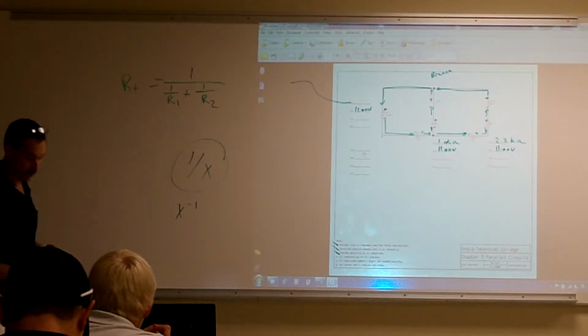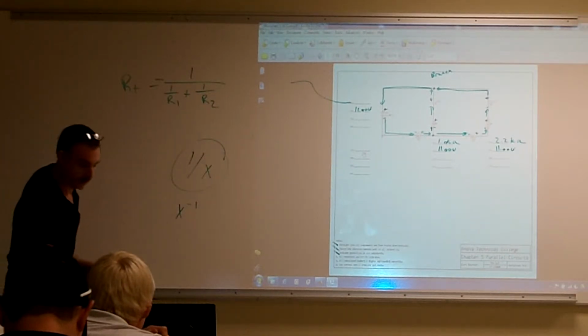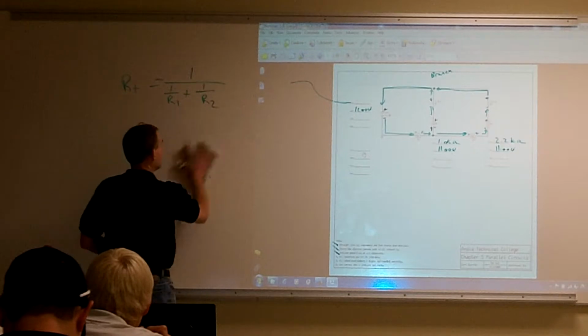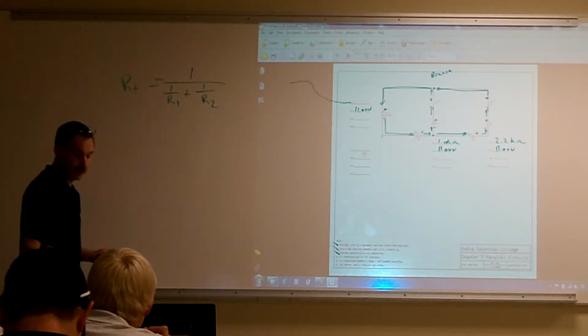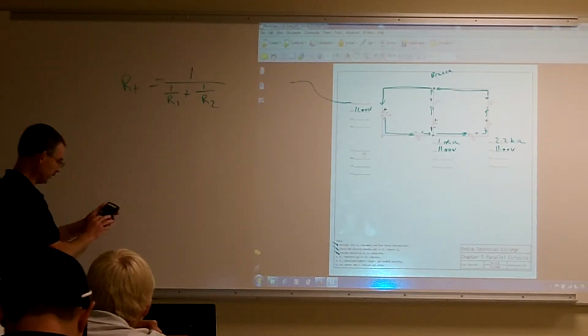All right. So what we want to do then is how we want to enter this into the calculator. So then we're going to take our 1 kilo ohm. So you're going to make sure you're using your exponent key. If somebody doesn't know how to use their exponent key, let me know.